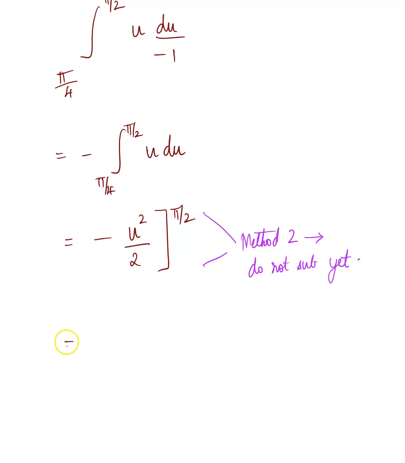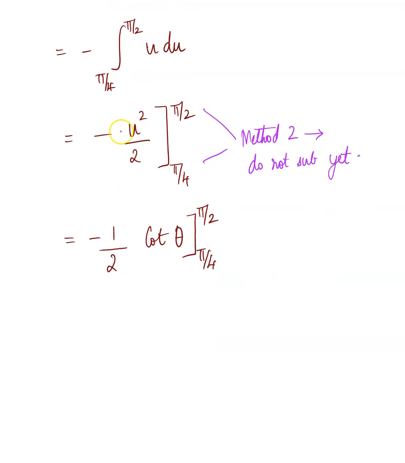So I go back and I say, okay, -1/2. U will be, what was U? U was cotangent theta. And so, pi over 4 to pi over 2. This -1 over 2 is pulled out, okay? So just to keep it out of the way. Cotangent pi over 2 minus cotangent pi over 4.